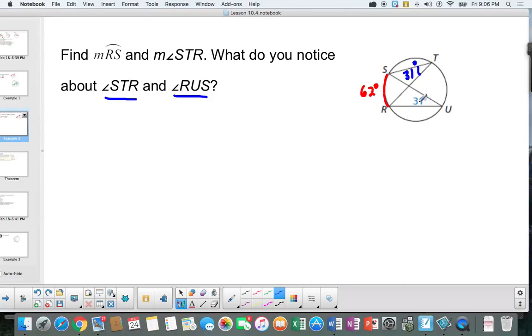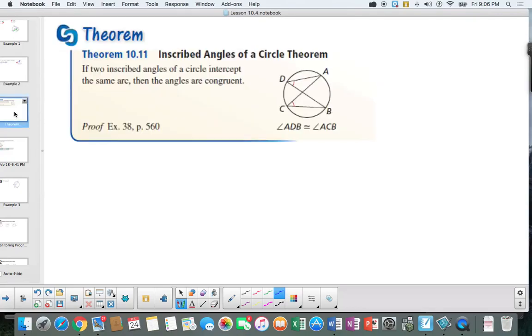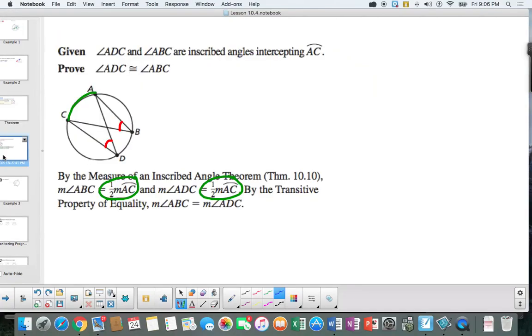Therefore, the formula, 1/2 the intercepted arc, is going to give them the same results. And that's what this theorem says. This theorem says if two angles intercept the same arc, then these two angles must be congruent. And here's the proof. So we have these two angles, and they're intercepting AC, so they're going to have the same formula, and by the transitive property, we're going to be able to say these two angles are equal in measure.